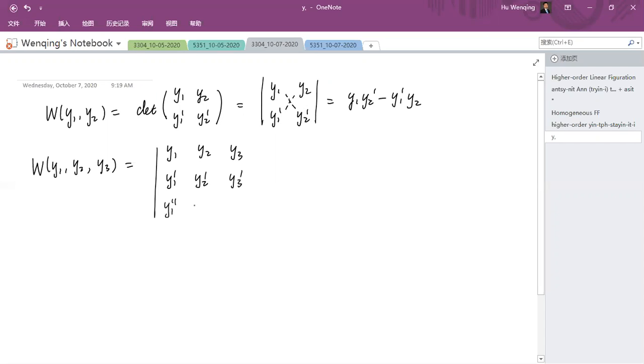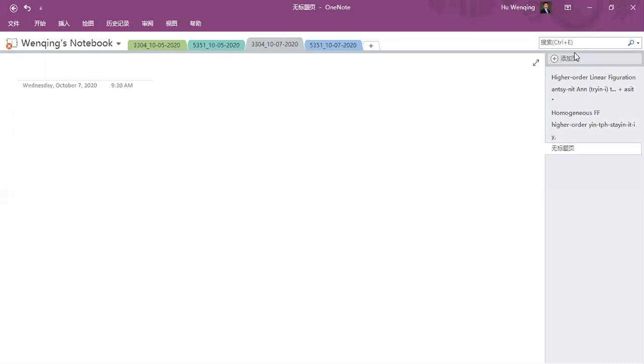and y1 double prime, y2 double prime, and y3 double prime. So that's going to be the determinant that you would like to calculate. Now, how are you going to calculate this one, right? It's a 3 by 3. So that's kind of the scene that we would like to talk a little bit about in this lecture.